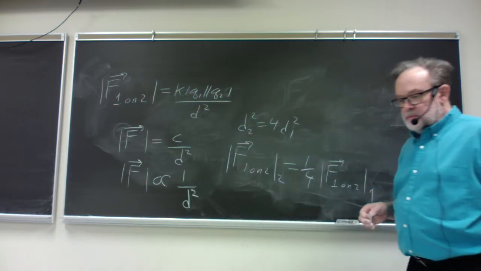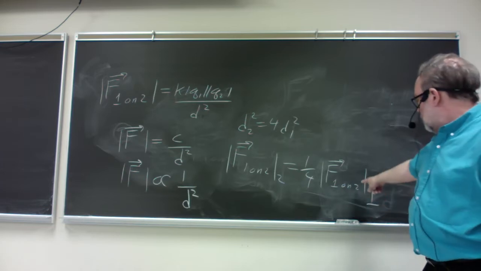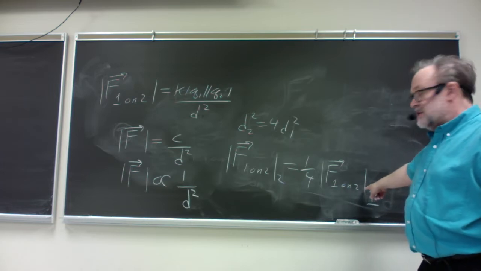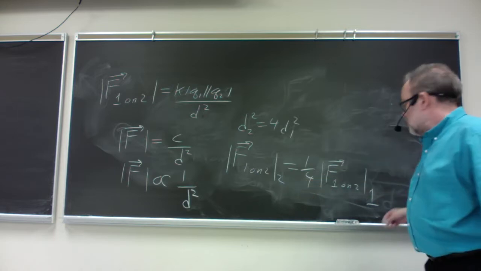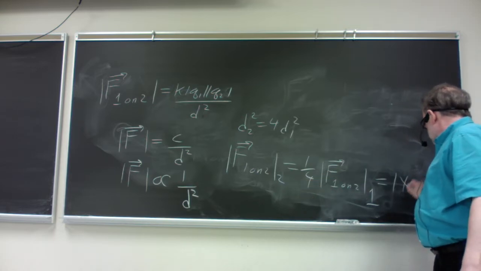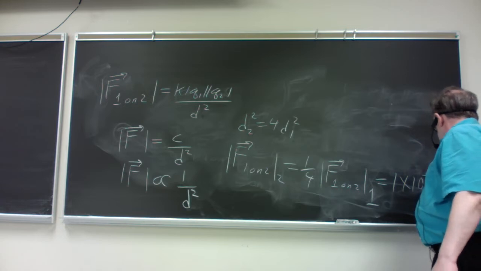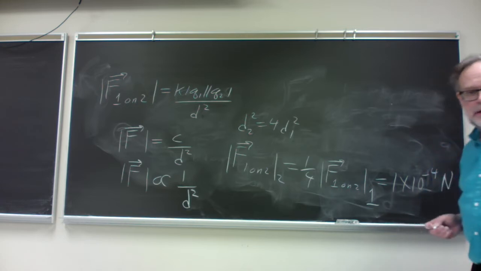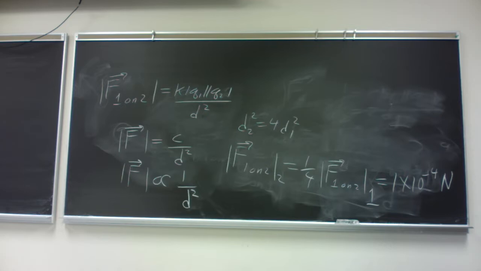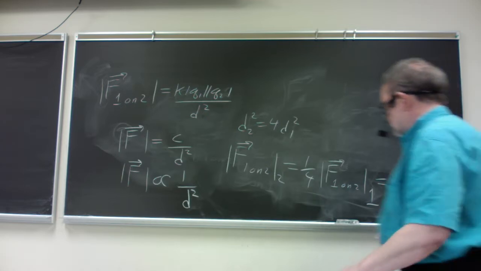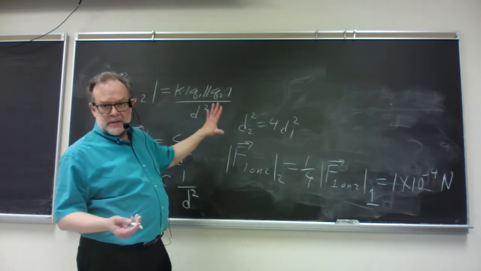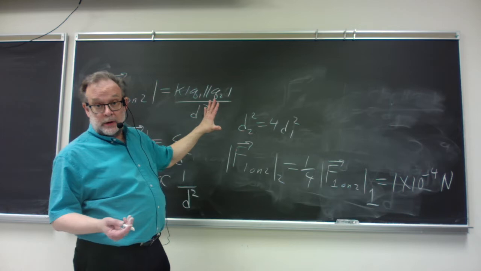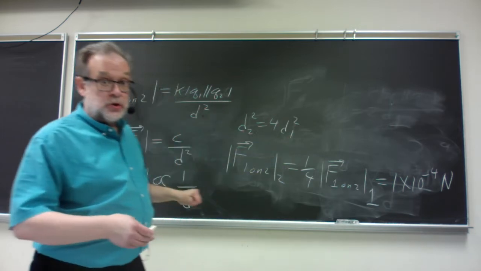So the old value was 4 times 10 to the minus 4th. 1/4 of that is just 1 times 10 to the minus 4 newtons. Notice one thing that happened in all this. It'll be a useful thing to remember. It'll come up a lot. So remember it.